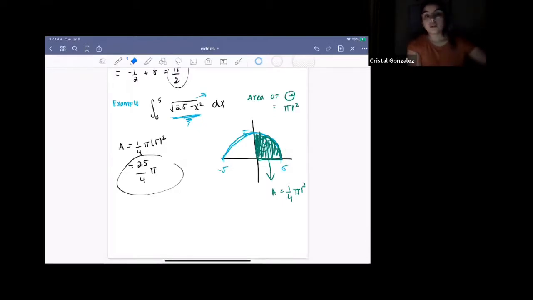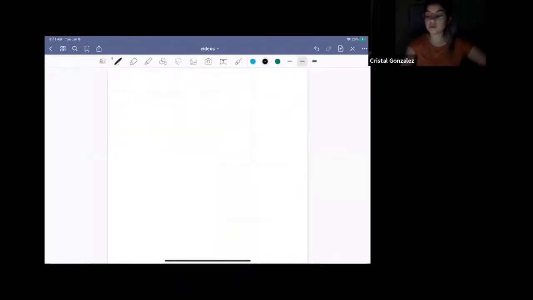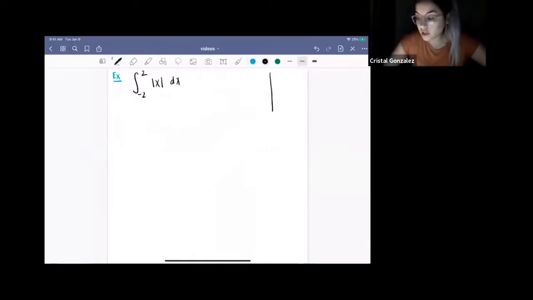So what I want you to do next is I want you to actually try one on your own using 2 different ways. Actually, I'll do the easier way with you so that you can see it, and then I want you to practice it using Riemann sums. So, for example, if I want to find the integral, the area under the curve from -2 to 2 of the absolute value of x dx. Now, we can do this 2 different ways.